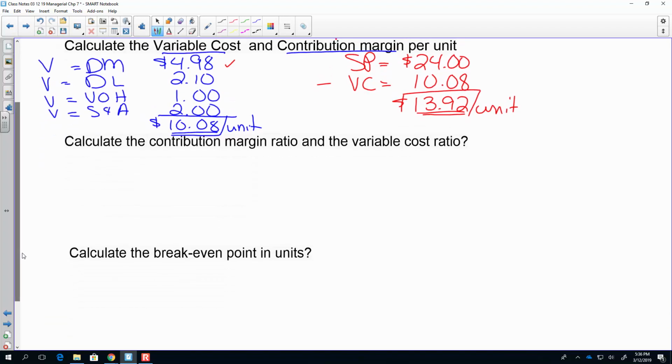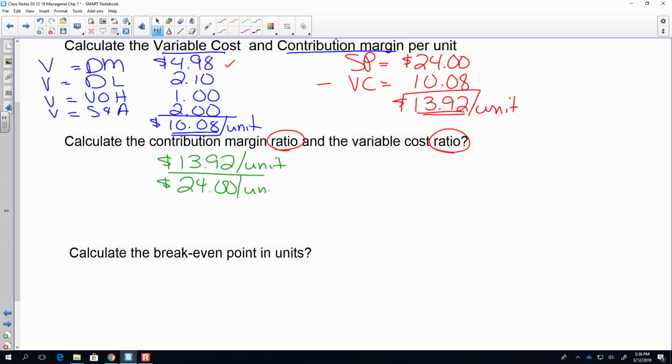All right. Going forward here, switching from units to now what? I'm looking for a ratio. In chapter 7, we always divide by what to get our ratio? The revenue, the sales, right? So my margin is, I'm going to switch gears here, $13.92 per unit divided by what? 24, the selling price per unit. The same is true on the variable cost side.